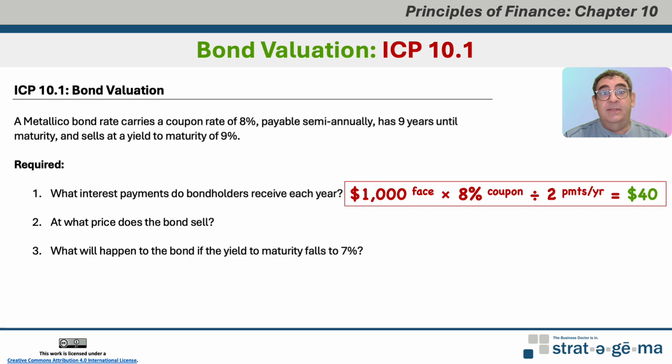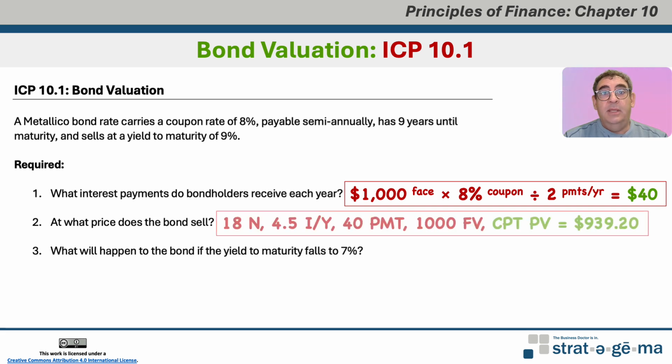At what price will the bond sell? Well, let's use our calculator. And starting from left to right, we have 18N, calculated as 9 years times 2 semi-annual payments per year, and then 4.5 IY. So we have to take the yield to maturity of 9% and divide it by 2 because of the semi-annual payments. We're going to calculate the PV, so skip it. 40 PMT, 1,000 FV, and compute PV, and you should end up with a bond price of $939.20.